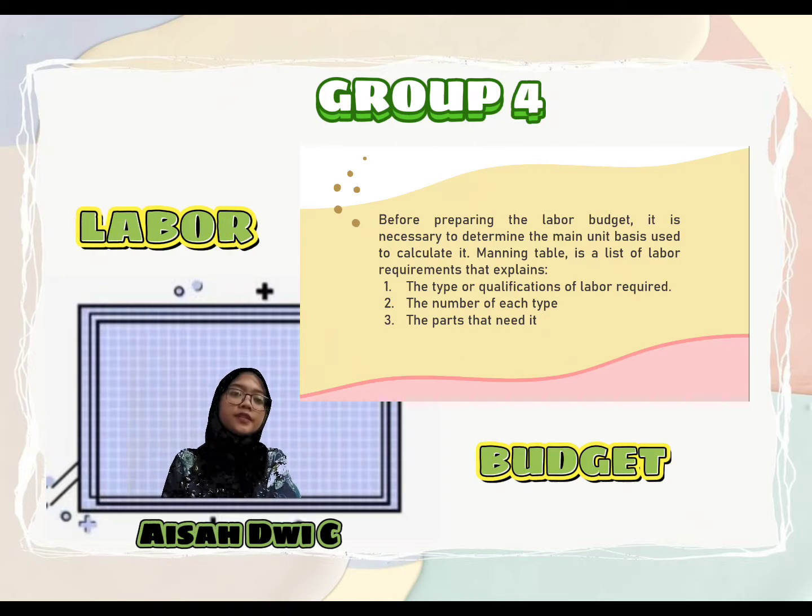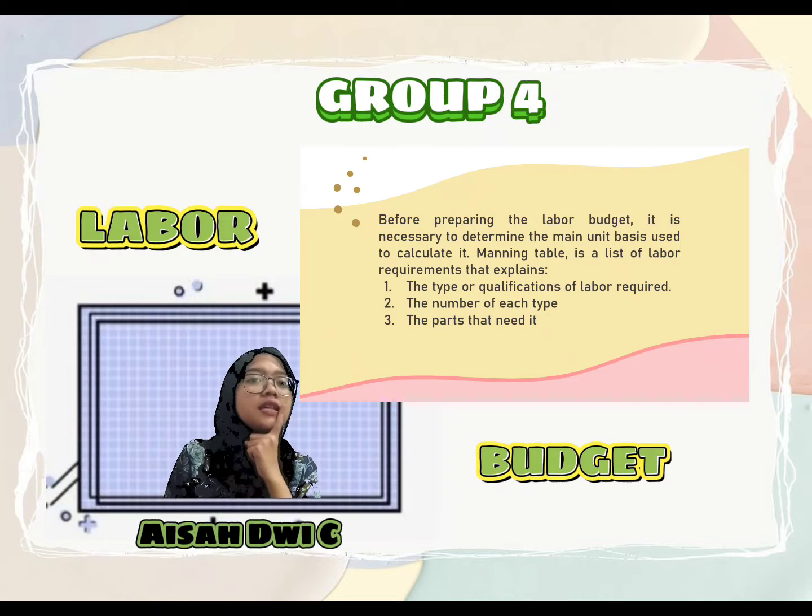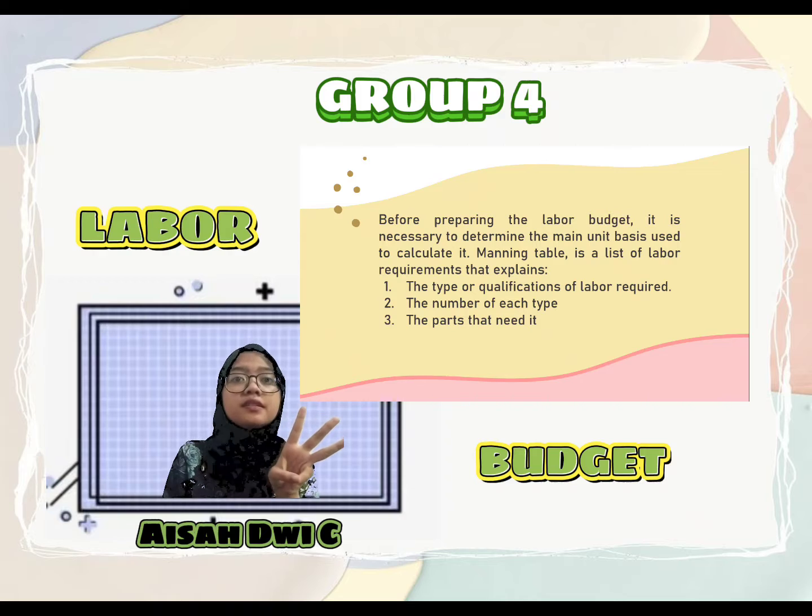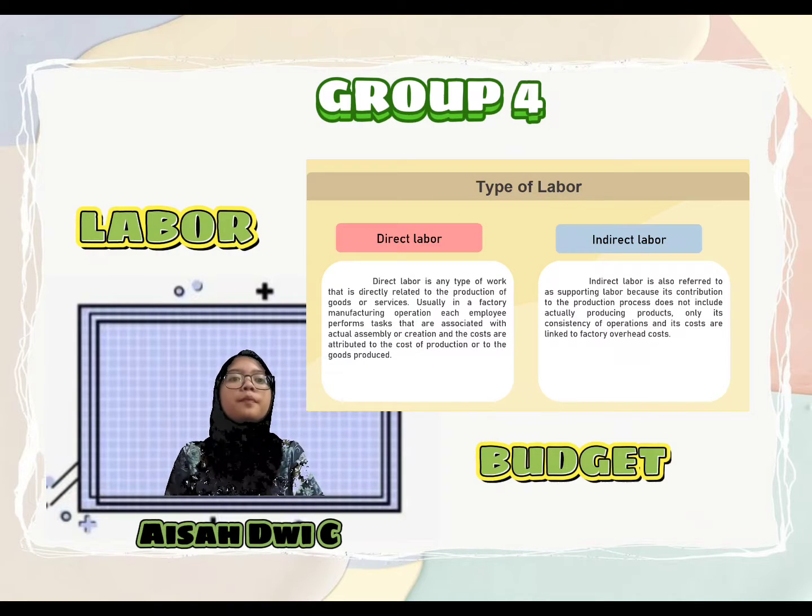We have something important. Before preparing the labor budget, it is necessary to determine the main unit basis used to calculate it. A labor table is a list of labor requirements that explains the type or qualification of labor required, the number of each type, and the parts that need it. Next, as I said before, we have 2 types of labor: direct labor and indirect labor.